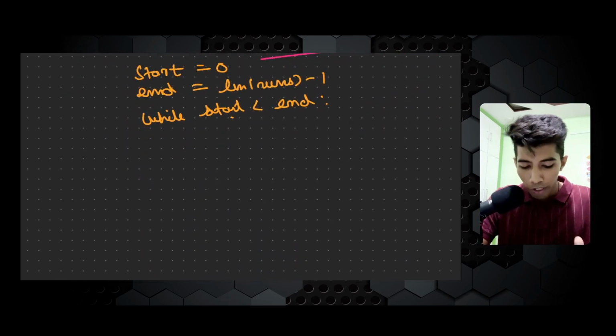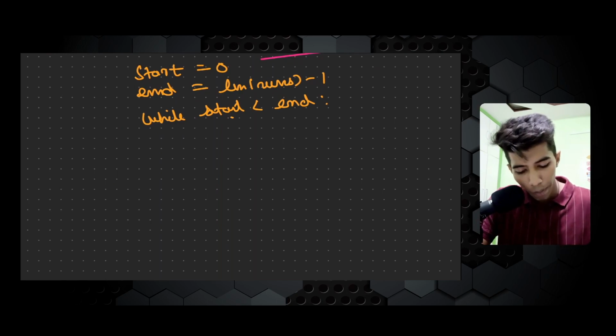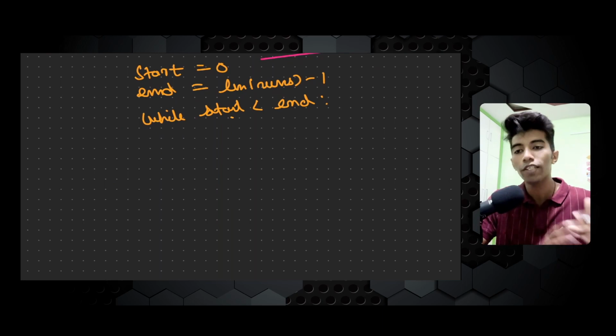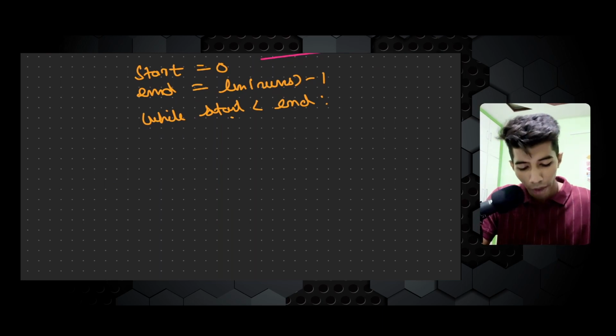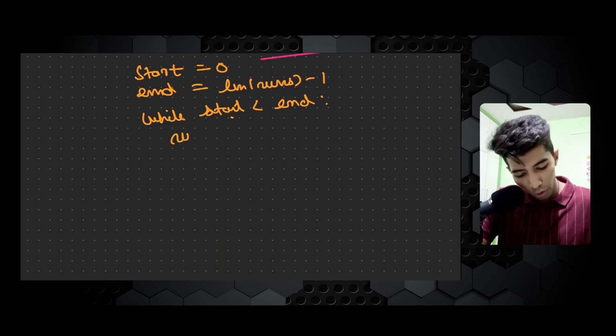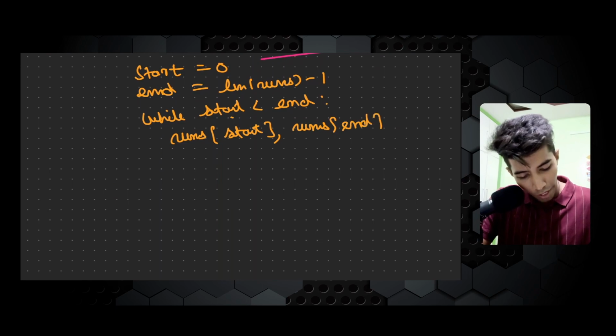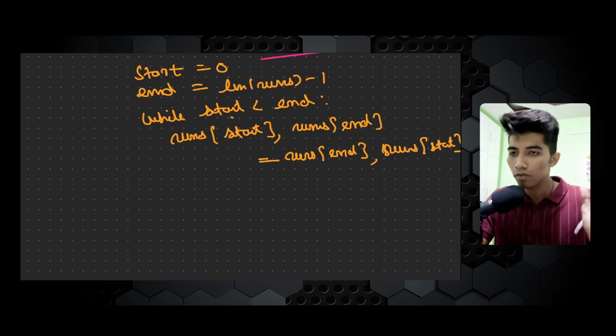In that case, I just have to do the swapping over here. So how will I do the swapping? In Python it's very easy to swap; in other languages you can use a temp variable for the swap. So for this, I will just use nums of start, comma, nums of end, will be equal to nums of end, comma, nums of start. Simple guys, done, very simple.